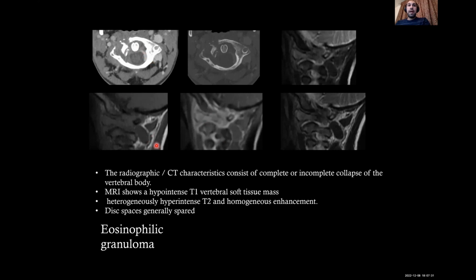Okay. Here is the next. Sorry. We have a lytic lesion. What do you think? This lytic lesion in the spine is in C1. This could be osteomyelitis if there is a recent history of infection. I would still call it osteomyelitis, but with this appearance and the lack of a history of infection, I will call it eosinophilic granuloma, especially in young age. This shows heterogeneous hyperintensity and homogeneous enhancement post contrast. Okay.